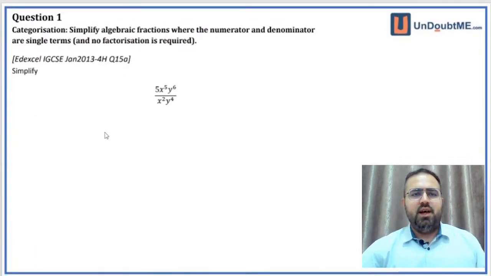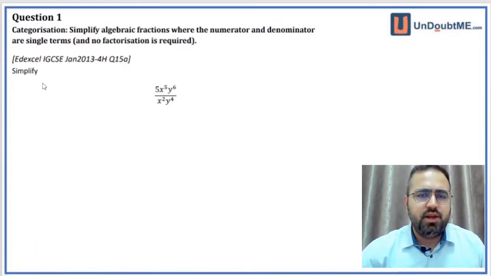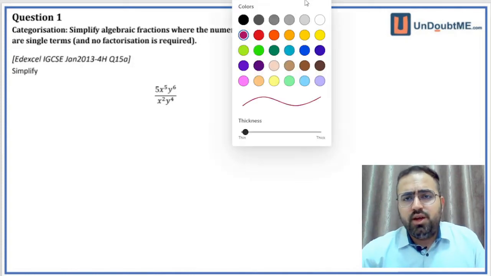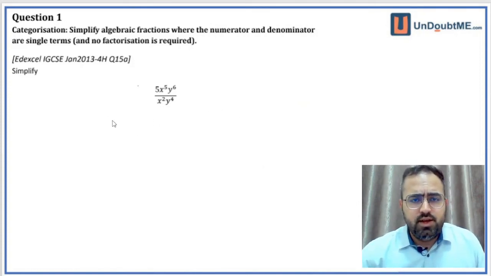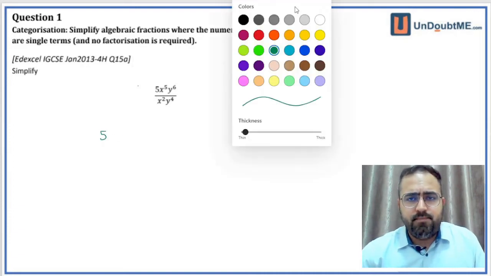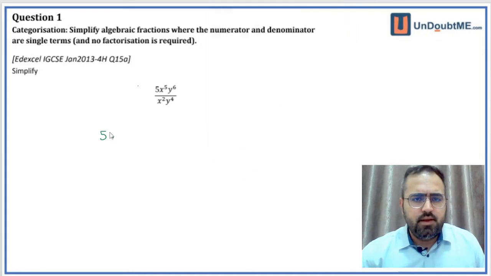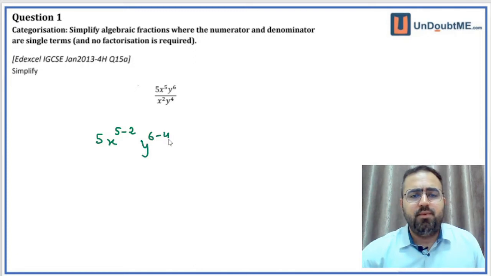Now in this question, as you can see, we have to simplify the algebraic fraction, and we have to just look at the numerator and denominator, and try to cut down the common terms and we will get the final simplified form. Let us see how to do that. So over here you can see that for x it is x to the power 5 and x to the power 2. So I can write it down as x to the power 5 minus 2. Similarly, I can write it down as y to the power 6 minus 4.